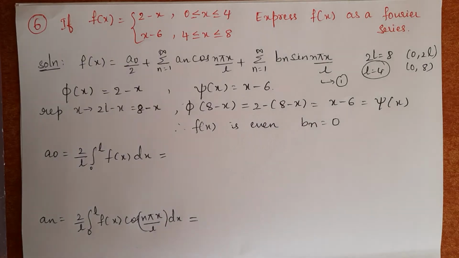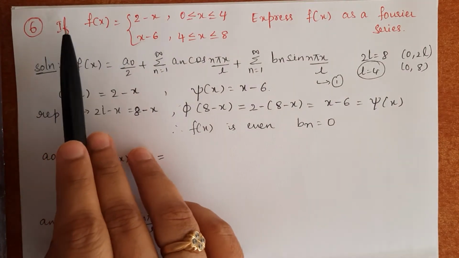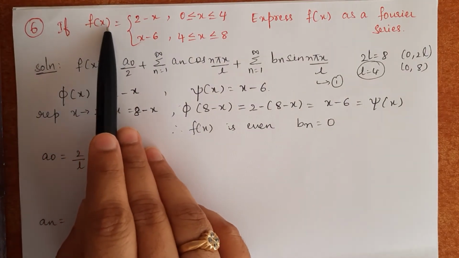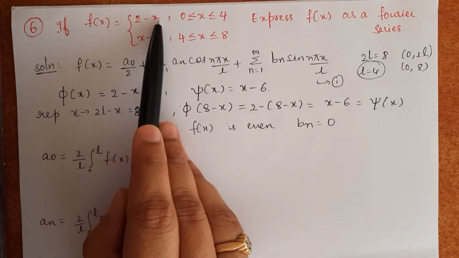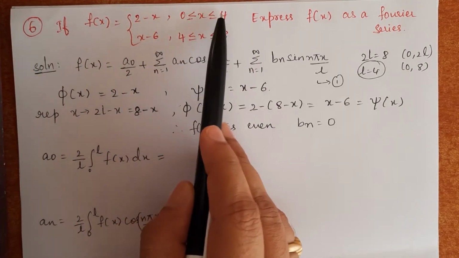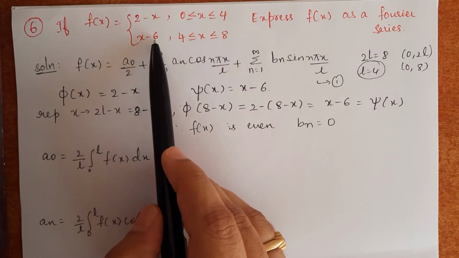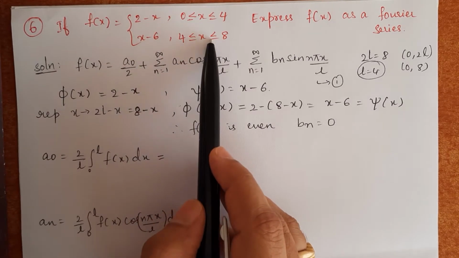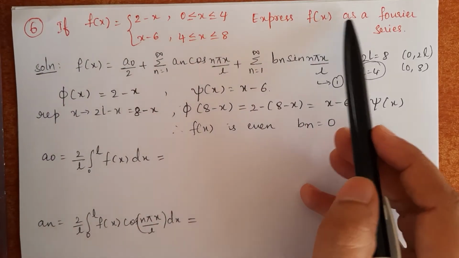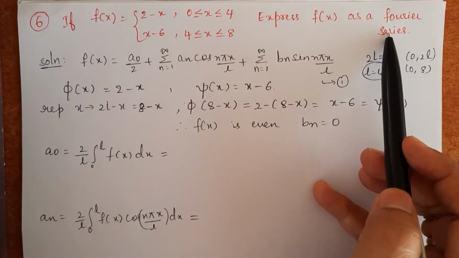In the last video, we have seen problems on minus L to L. Now, let us continue with the problems. If f of x equals 2 minus x in the interval 0 to 4 and x minus 6 in the interval 4 to 8, express f of x as a Fourier series.